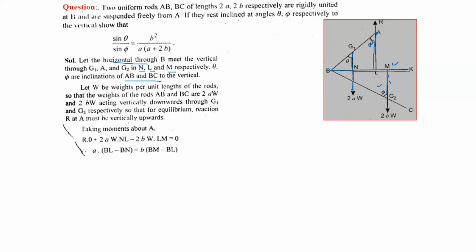Let W be the weight per unit length of the rod, so that the weights of the rods AB and BC are, as I already explained, 2AW and 2BW, acting vertically downwards at G1 and G2 respectively. So for equilibrium, the reaction R at A must be vertically upwards. Obviously the third force is the reaction at A, because if these two are parallel, then the resultant will be in the unlike direction, so it will be upwards.